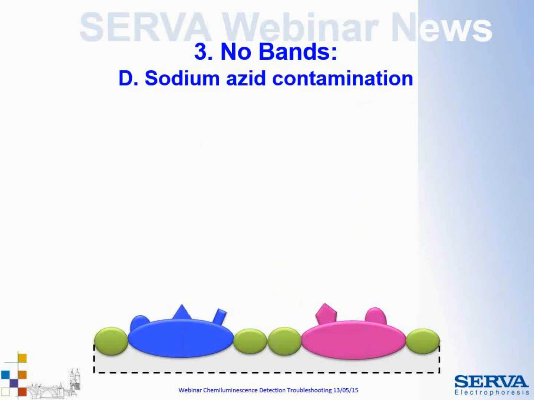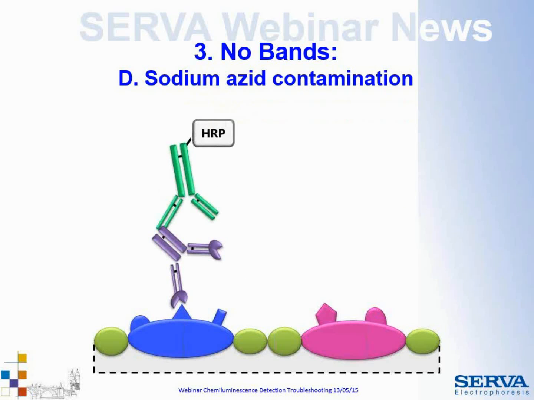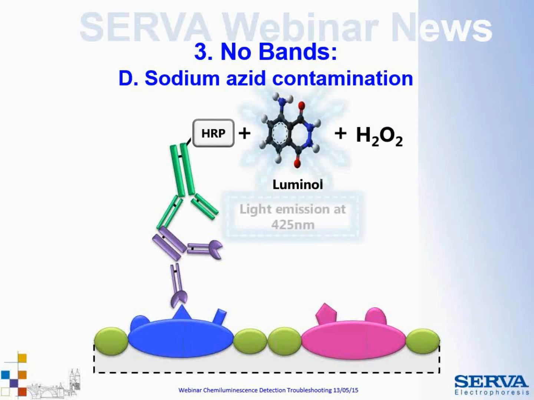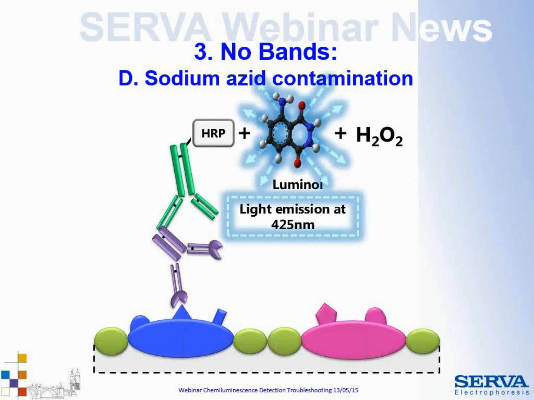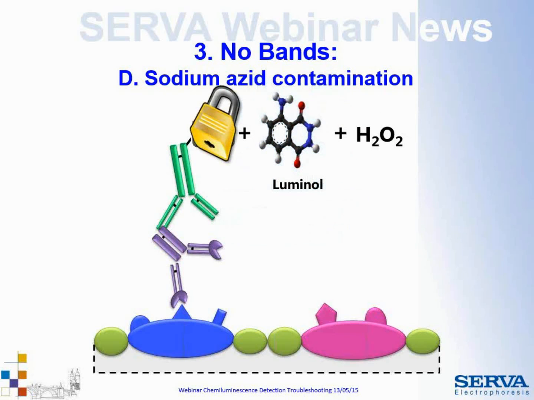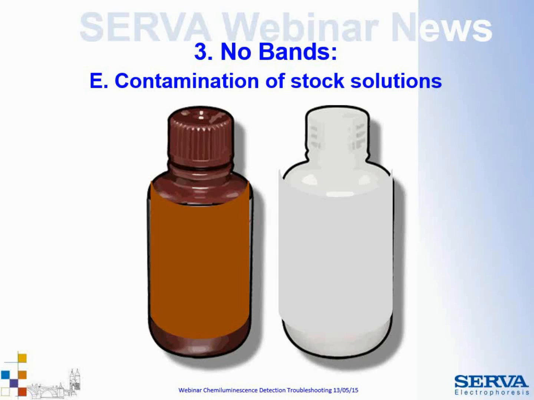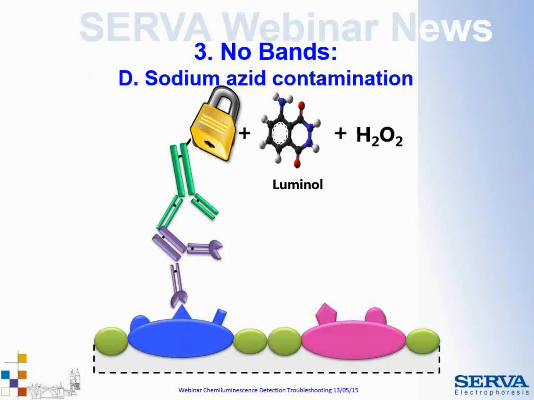Another point is the inhibition of the horseradish peroxidase, because the detection is an enzymatic reaction where the enzyme reacts with luminol and peroxide, and light is emitted. So if you have sodium azide in one of your incubation buffers, for example in overnight blocking or overnight first antibody incubation, you have to make sure that the sodium azide is completely removed before detection starts, because this will inhibit the horseradish peroxidase, and you will see nothing on the blot.